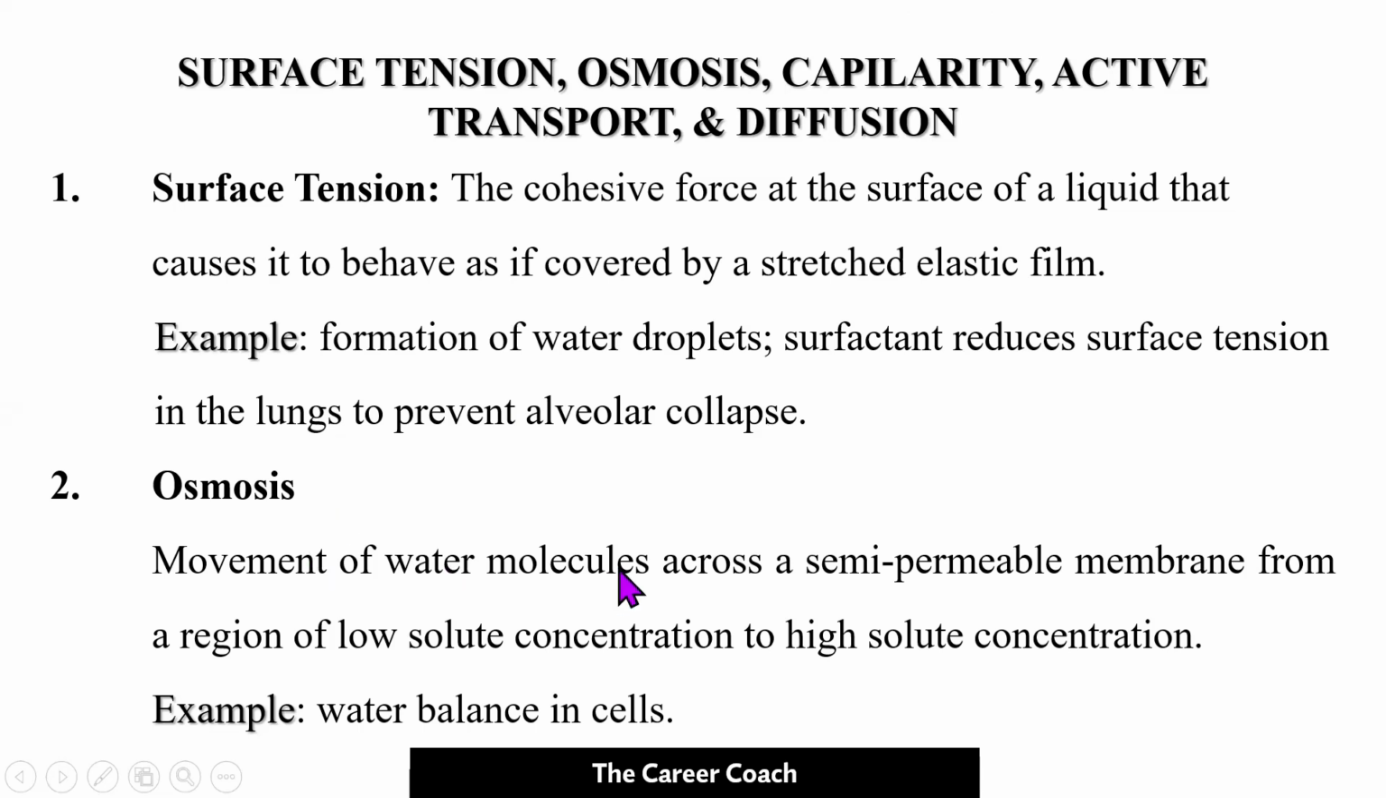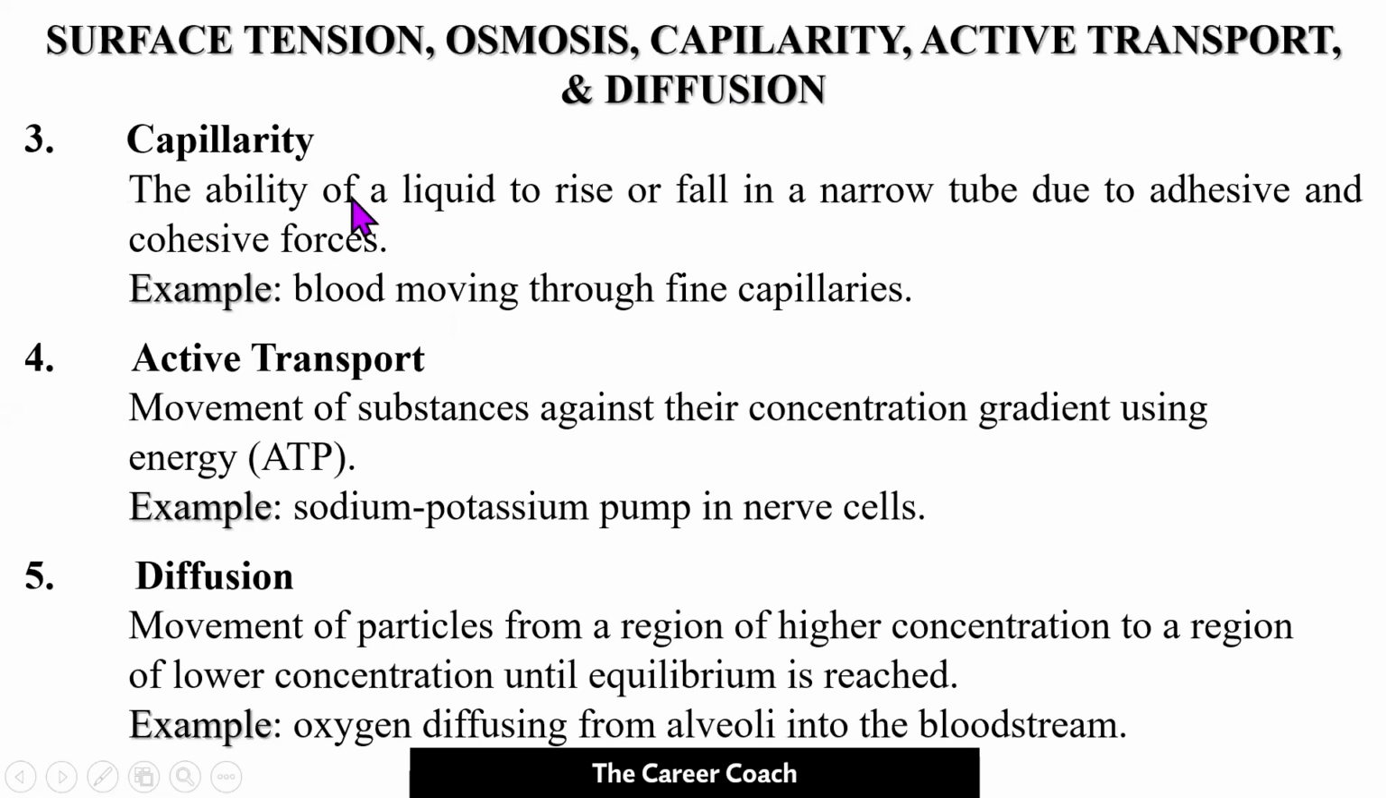Osmosis, the movement of water molecules across a semi-permeable membrane from a region of low solute concentration to a region of high solute concentration. Example, water balance in cells. Capillarity, the ability of a fluid to rise or fall in a narrow tube due to adhesive and cohesive forces. Example, blood moving through fine capillaries. Active transport is the movement of substances against their concentration gradient using energy such as ATP, right? Example, the sodium potassium pump in nerve cells.